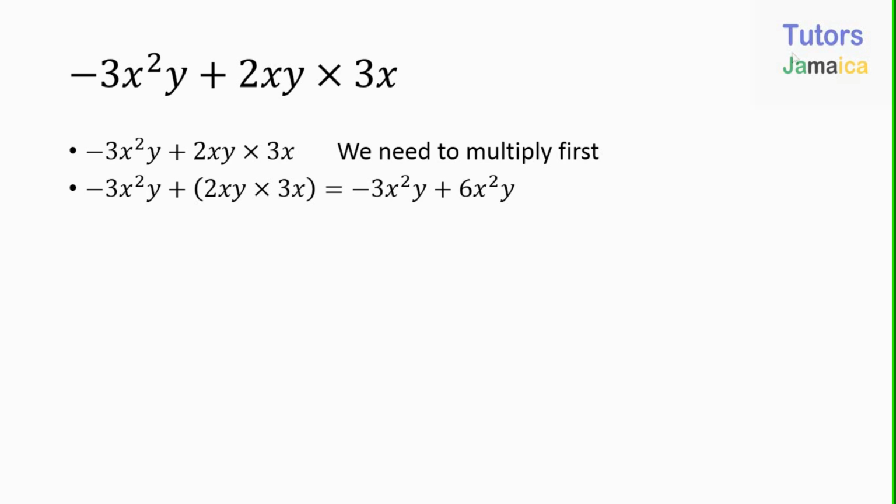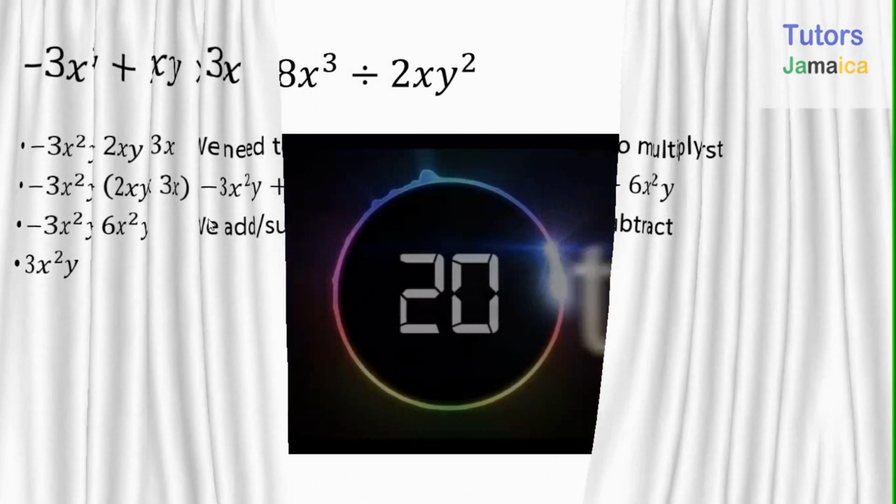So let's work out the 2xy by 3x, and what we end up with is negative 3x squared y plus 6x squared y. So now we can do our addition and our subtraction. And once we have done that, what we end up with is 3x squared y. Now these both terms have indices that are identical, x squared y, and so we can subtract.